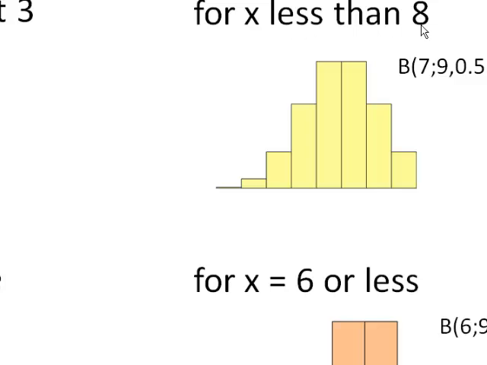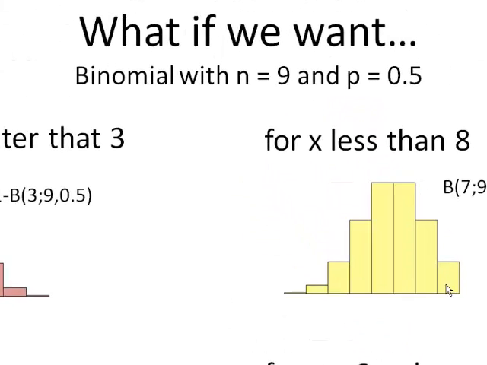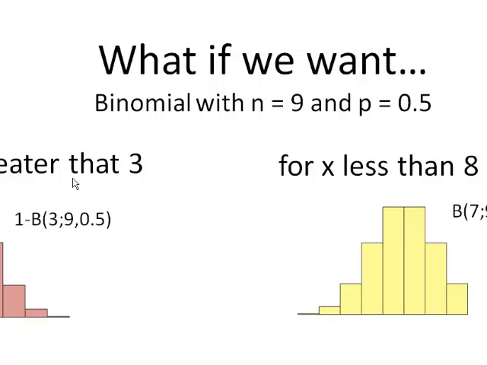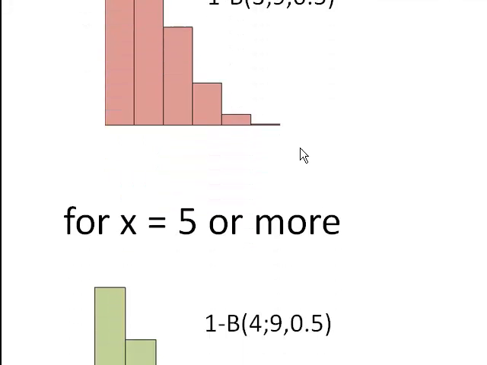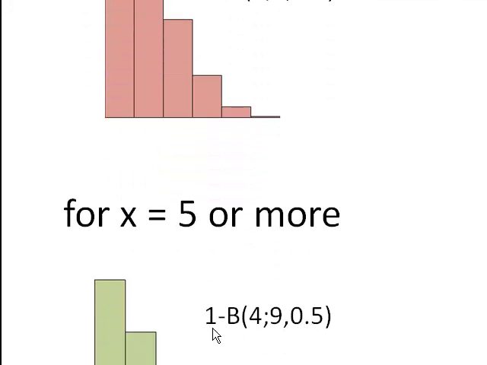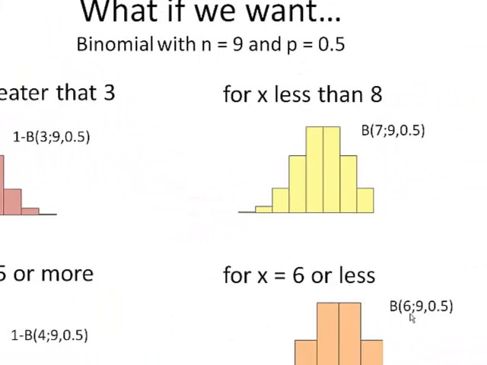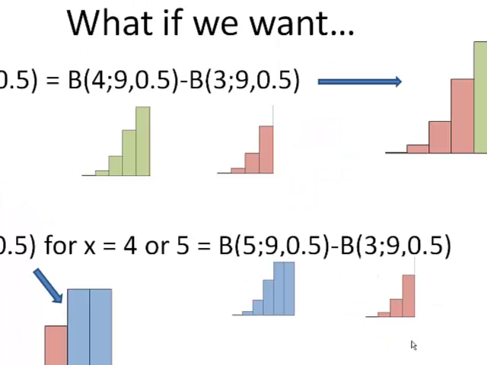For less than 8, we do not want 8 in there, so it's 7 to 0. For greater than 3, we do not want the 3 in there, so it's 4 to 9. And then if it's equal, we want to keep it. So in this case, we get rid of the 4, and in this case, we keep the 6.